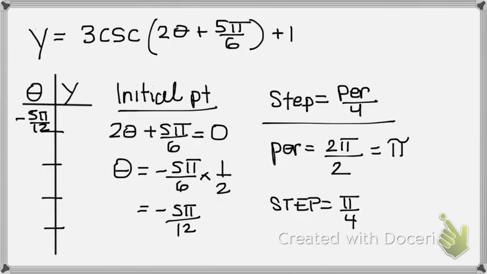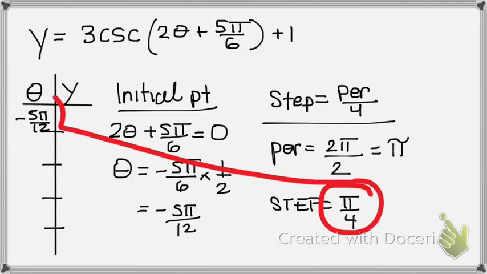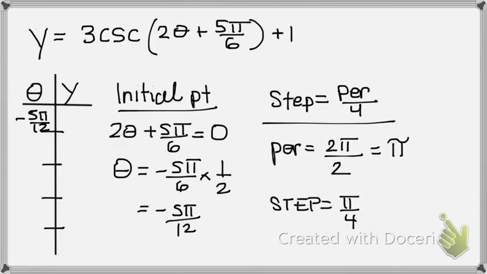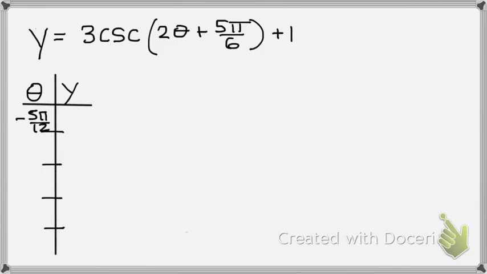And let's look at that. If we compare that to this, I've got negative 5 pi over 12. So I want to have the same denominator. It'll be easier to add, right? And follow through on our step. So I'll multiply this by 3 over 3, and I get 3 pi over 12. So I'll use 3 pi over 12 as my step. And all right, so 3 pi over 12 we're adding.